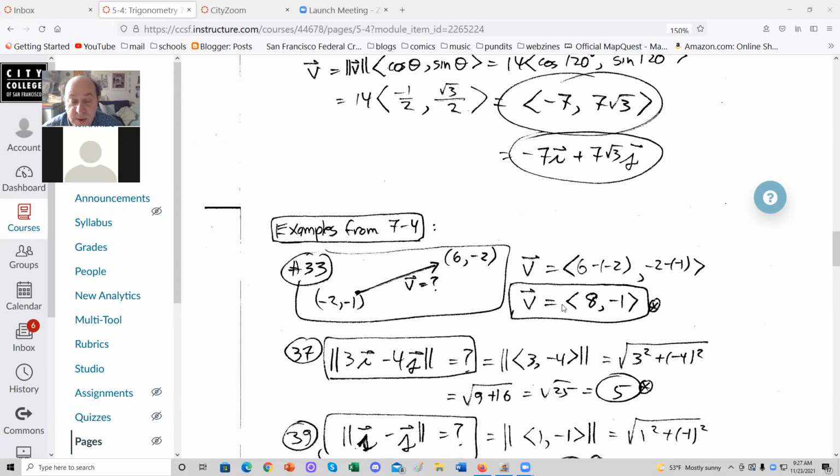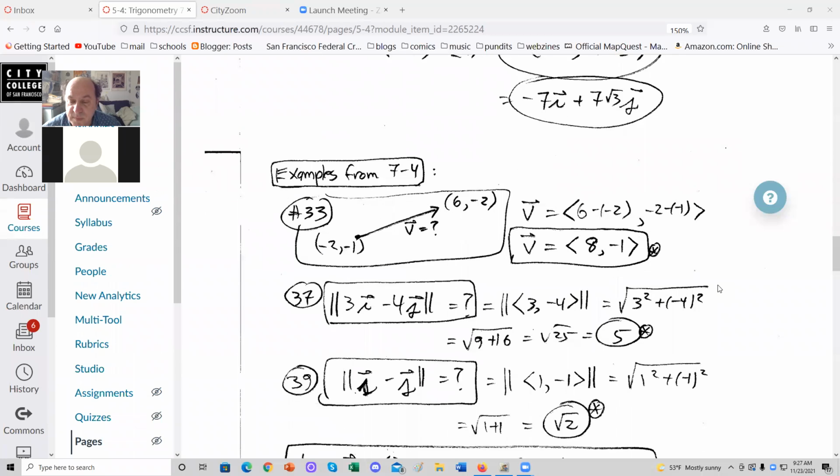So here's some more examples. Here's a vector from (-2, -1) to (6, -2). What are the coordinates of the vector? Well, the difference of the x values is 6 minus -2, and of the y values is -2 minus -1. And this comes out to ⟨8, -1⟩, and that's the vector v in rectangular coordinates.